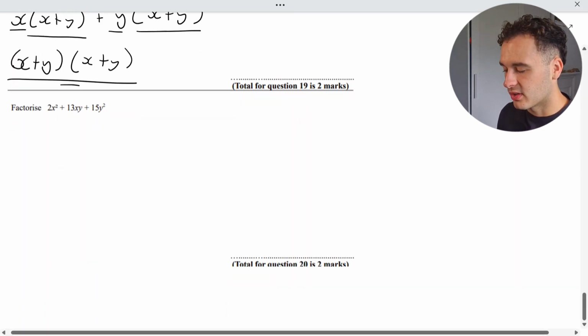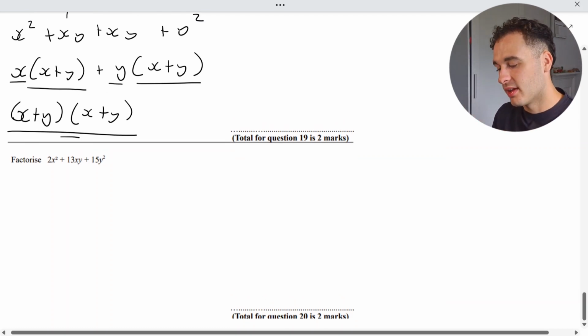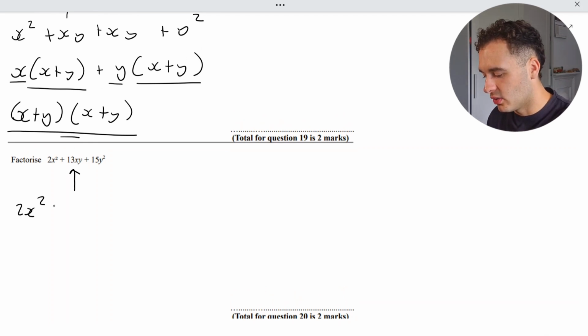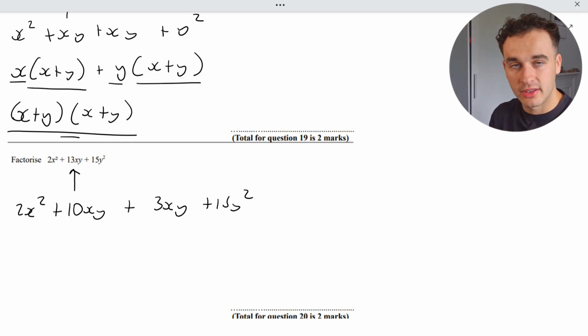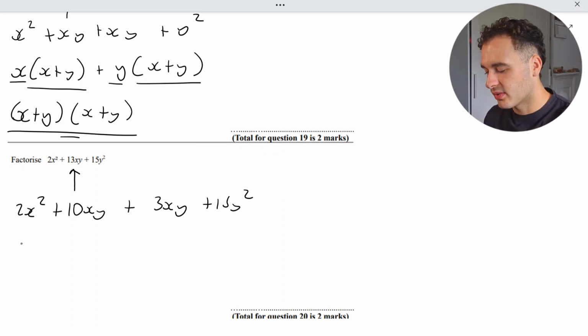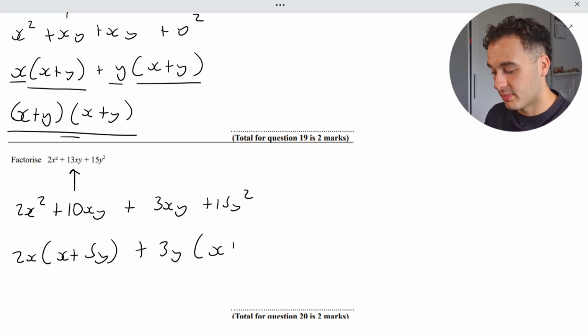So if we look at this factorization, if we look at the one above, we're trying to get two brackets that are the same. So you'd actually split this 13xy into plus 10xy plus 3xy, and hopefully you'll see why in a minute, because firstly we can do that because 10xy plus 3xy is 13xy. So if we factorize out initially on the left hand side 2x, x plus 5y, and then if we factorize out on the right hand side 3y, we get x plus 5y.